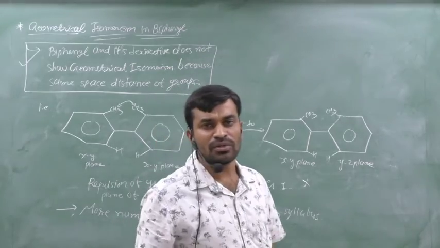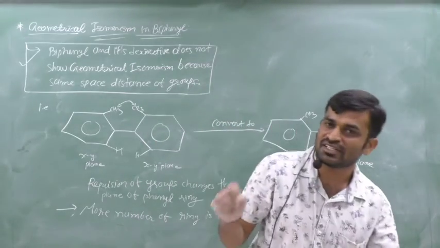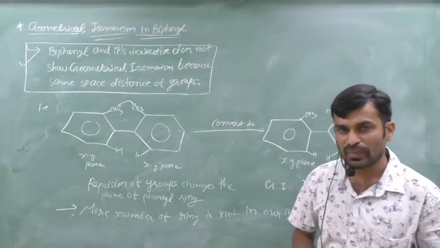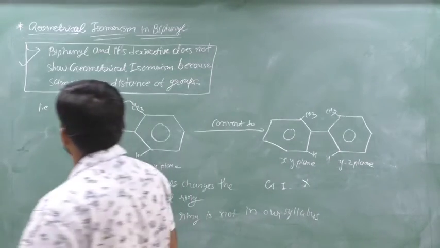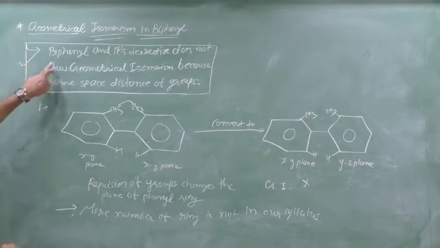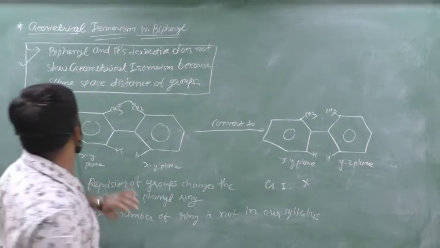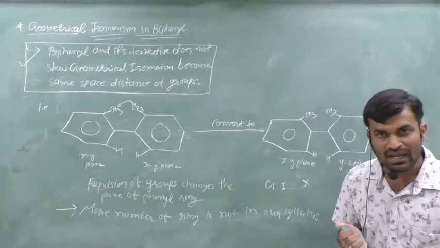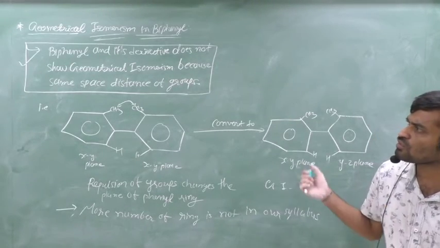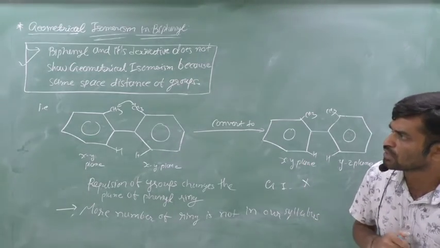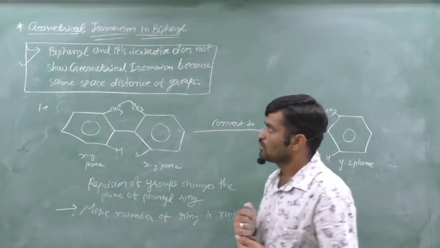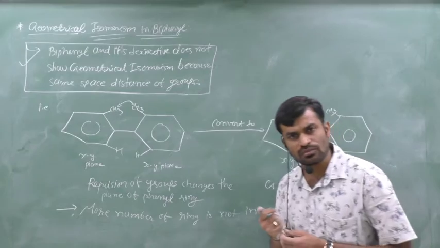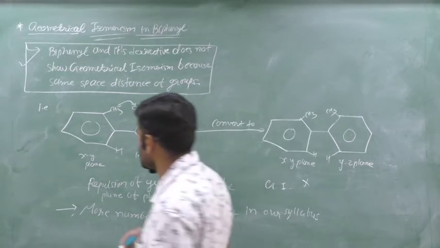And the last point of geometrical isomerism which we can study here is geometrical isomerism in biphenyls. Note down that biphenyl and its derivatives do not show geometrical isomerism, because of the same space distance of the groups.